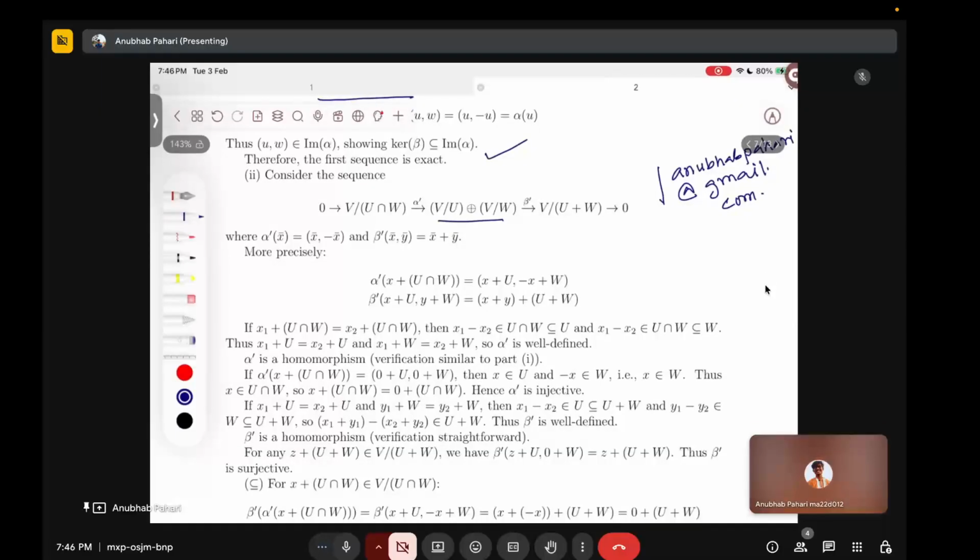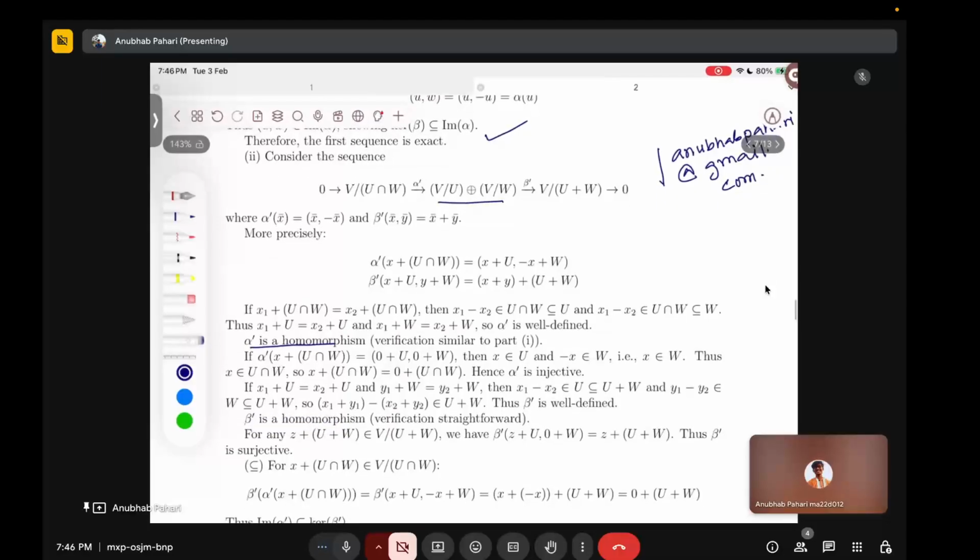Okay, so for now we can focus on this. The maps are already given here. You can try to prove that this is an exact sequence. First we have to show that both the maps are homomorphisms, which is straightforward.